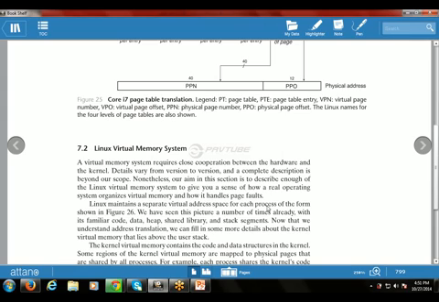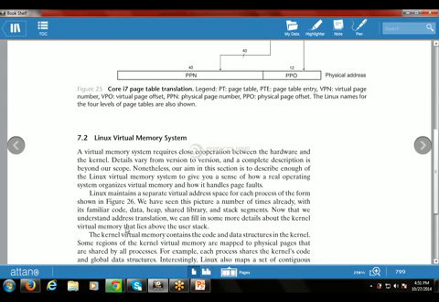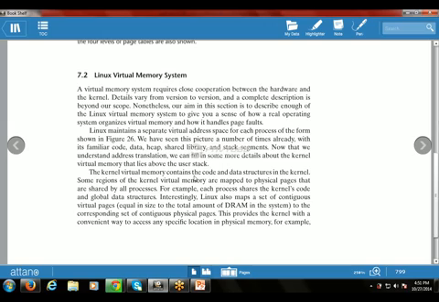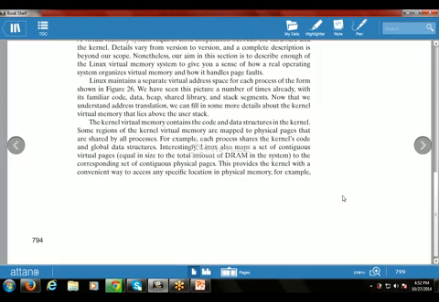Linux maintains a separate virtual address space for each process, of the form that is shown in the figure. The kernel virtual memory contains the code and the data structures in the kernel. That is the main part of the operating system. Some regions of the kernel virtual memory are mapped to physical pages that are shared by all the processes. For example, each process shares the kernel code and the global data structures. This provides the kernel with a convenient way to access any specific location in the physical memory.